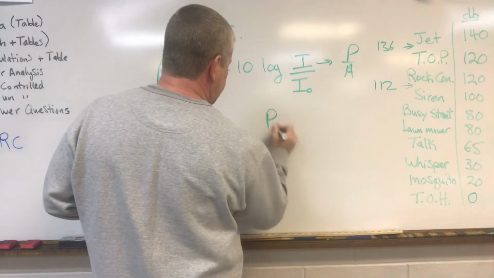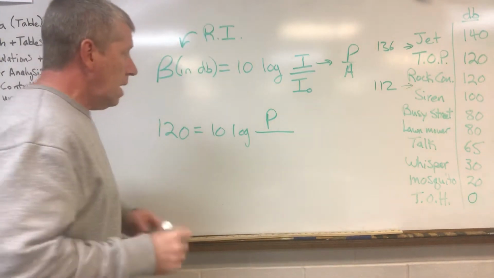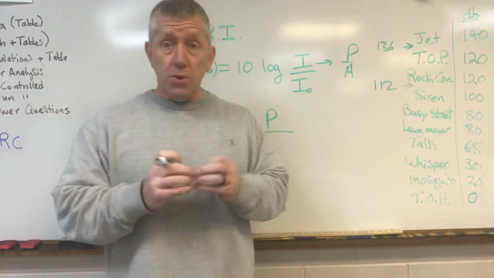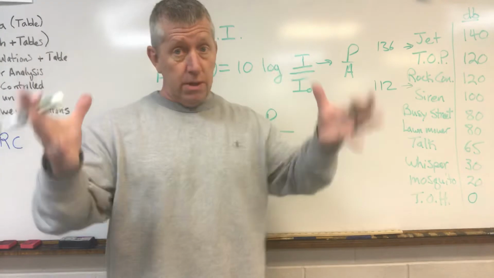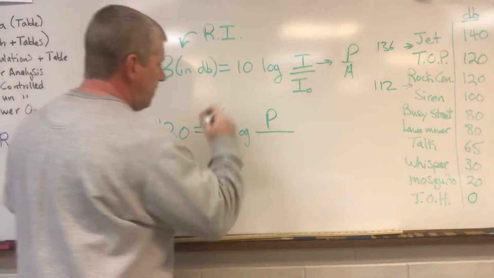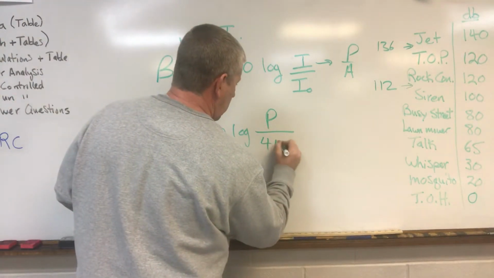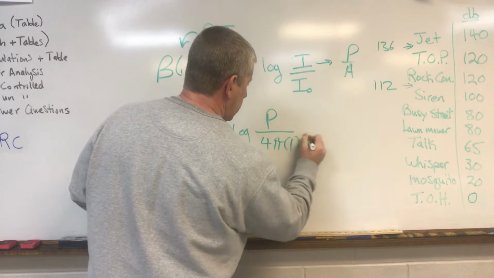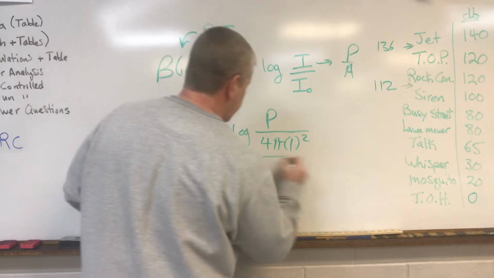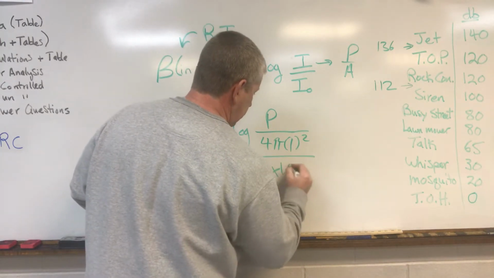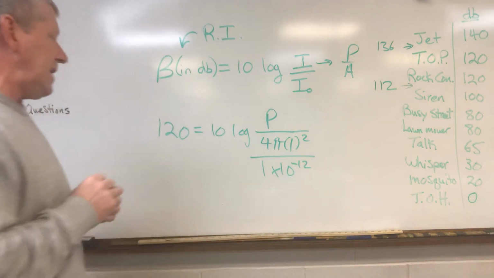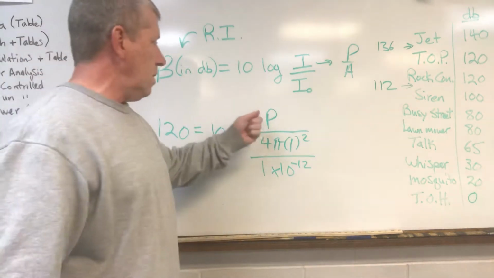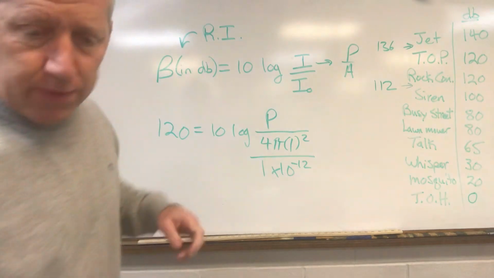So P on top. Sound, remember, always 4 pi r squared, a sphere from the sound source. And we're 1 meter away from that sound source, so that's 4 pi 1 squared, divided by 1 times 10 to the negative 12. All right, so solve for power. How many watts do we need out of our 500 watts?